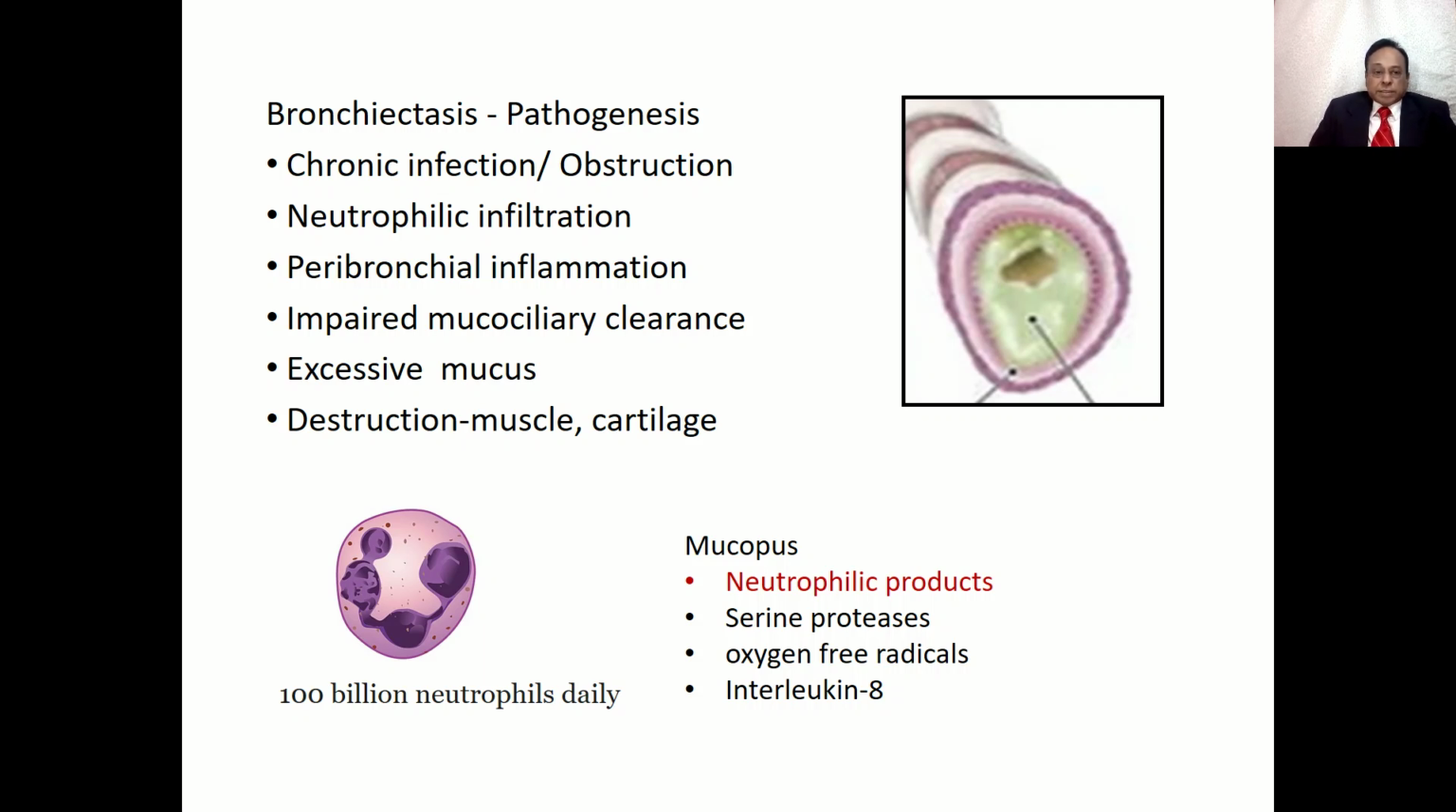Coming to the pathogenesis, the most important aspect in bronchiectasis is the chronic infection. Once the chronic infection settles, whether due to obstruction or any other cause, there is a lot of neutrophil infiltration, and these combine to cause peribronchial inflammation and impaired mucociliary clearance. The two important native reflexes that protect the airway are the cough and the mucociliary reflex. Here, the mucociliary reflex is deranged.